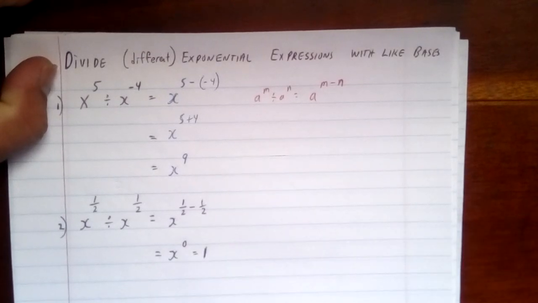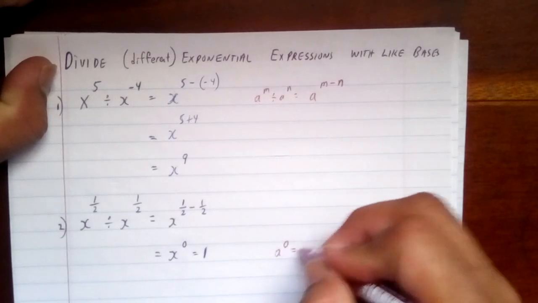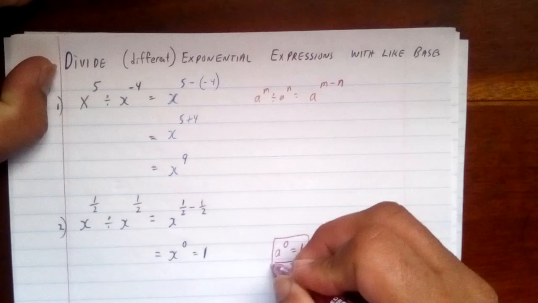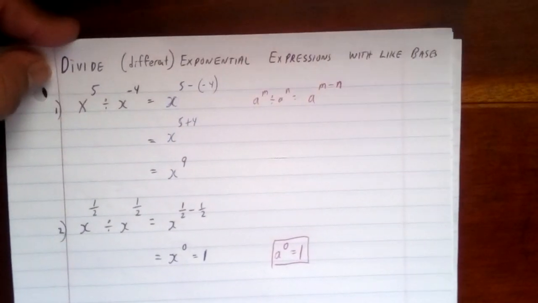Anything to a 0 power is always equal to 1. So let me put this rule right away: any base to a 0 power is always equal to 1. You need to remember this piece here. Okay, so that's what we mean by that one. Let's proceed with the next one.